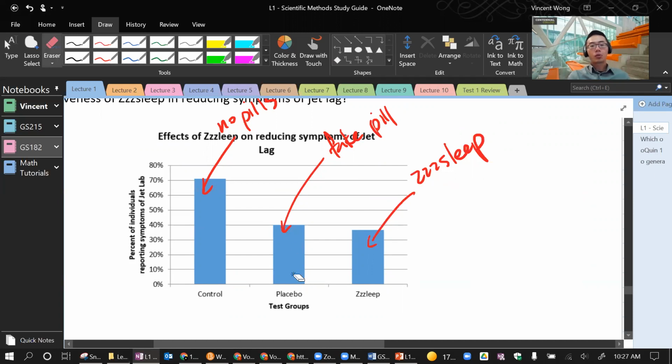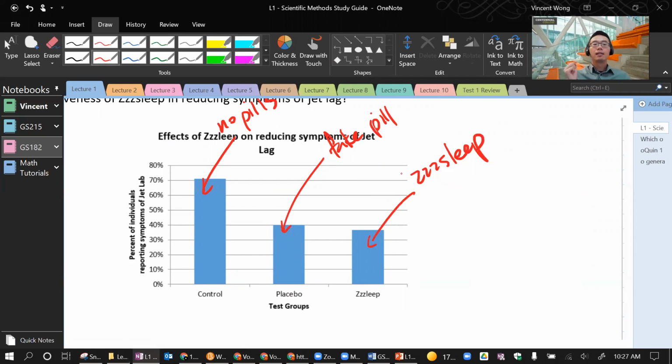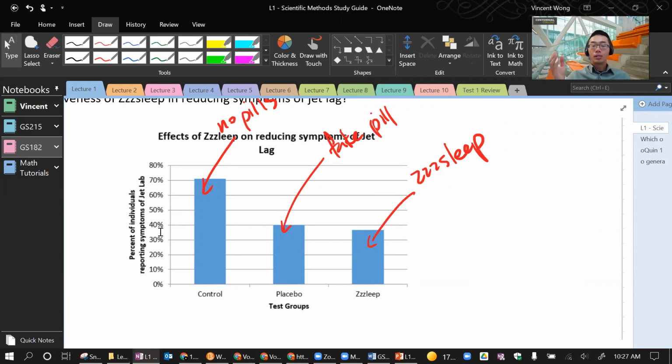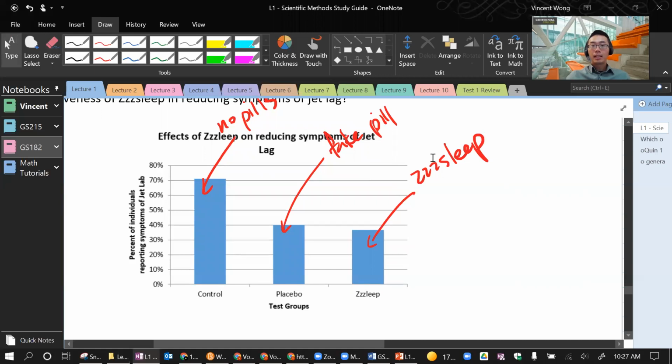But we must also look at what happens to the placebo group. The placebo group, you give people the fake pill. You tell them it's the new drug. It will help you with the jet lag. They take it, and then you look at what happens. And you can see the placebo group also reported a reduction in jet lag symptoms. So what does this tell you? It tells you that the pill is actually not doing anything, because you could give people a fake pill to achieve the exact same result.